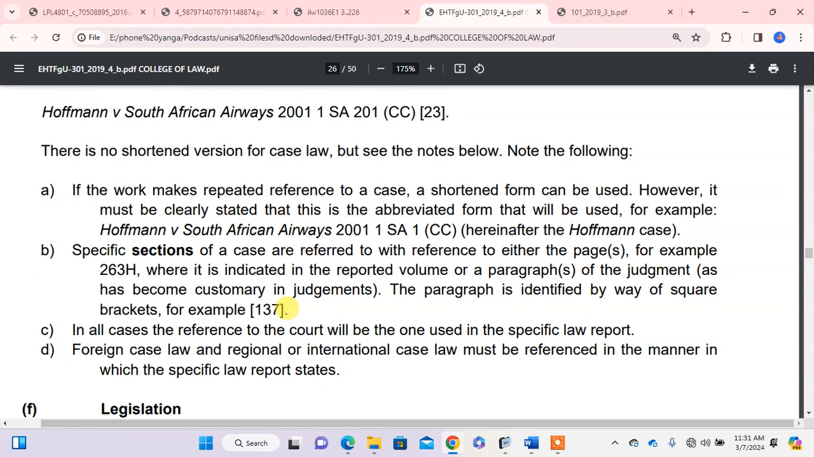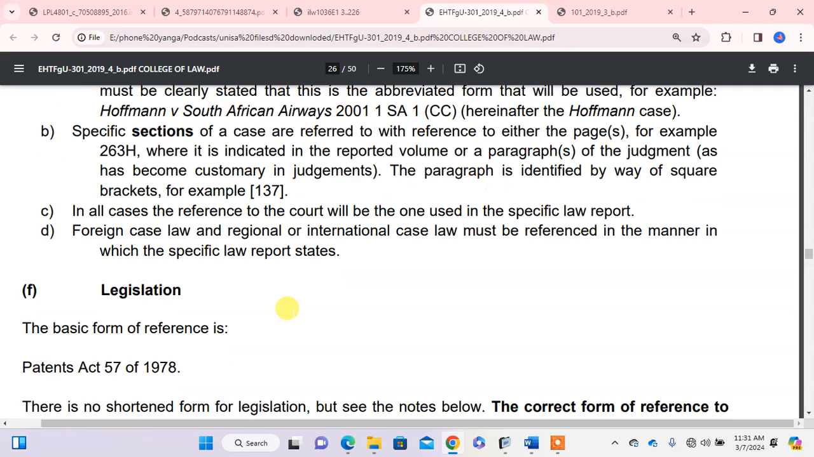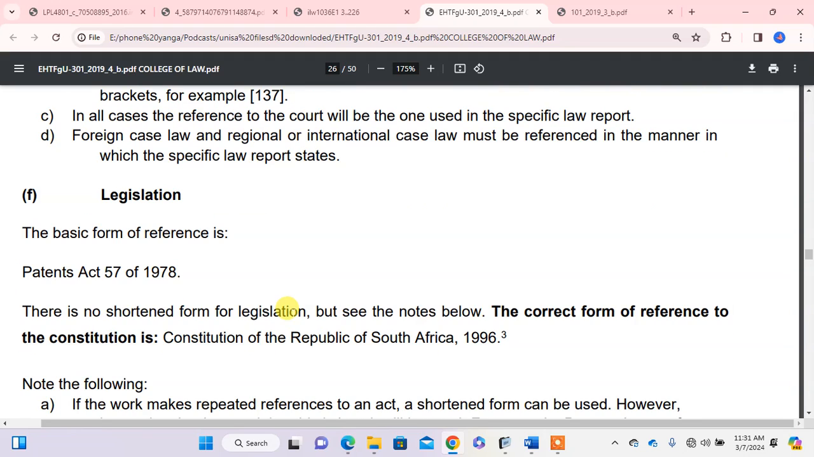Then we have legislation. This one is simple. You know the legislation. You just report the way legislation is. But don't forget to put a full stop. It's written with the Act number. Patents Act 57 of 1973. Children's Act 88 of 2005. Full stop. There are many laws that you can actually write down.